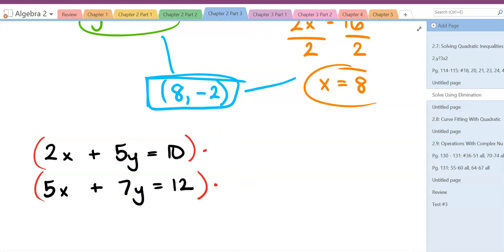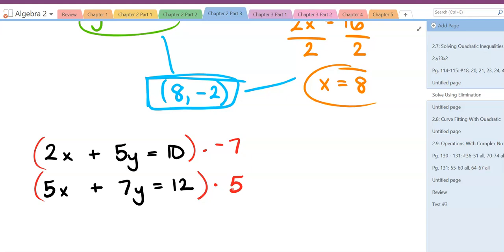5 and 7 can both go into 35. So I could take 5 times negative 7, and I could take 7 times 5, and I would get negative 35 on top, positive 35 on the bottom. It doesn't make a difference which one you choose to do that to. If I were doing this problem, I would maybe do the 2x and the 5x first, just because you're going to have smaller numbers there. But it really doesn't make a difference.